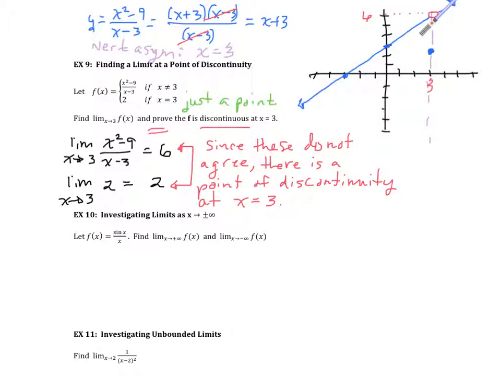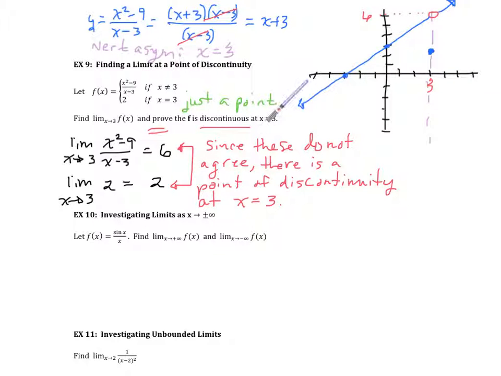If I put in 4, I get a value of 7. I can't put in 3, but I could put in 3.5. That's going to get me closer to 6. So instead of 7, it's going to be like, I don't know, 6.5, let's say. And then as I get closer and closer to 3, that y value is going to approach and get closer and closer to a value of 6.